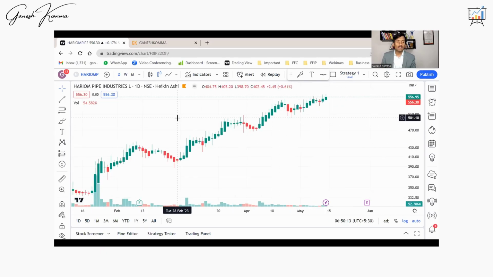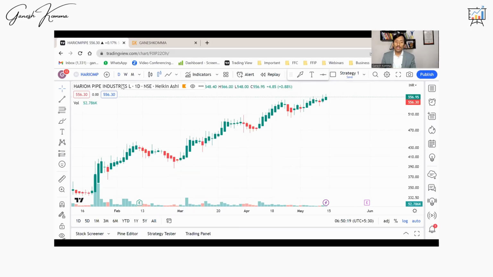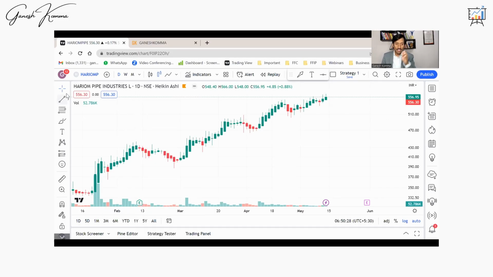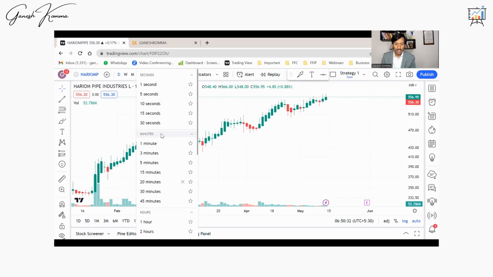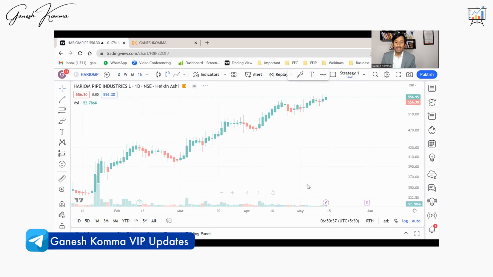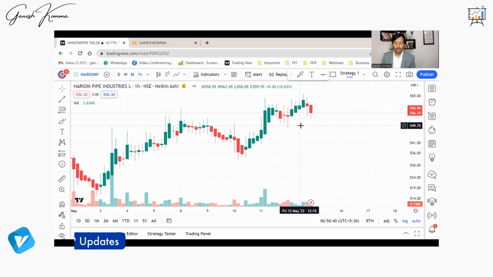And the best part is this Heikin Ashi chart, whatever we have loaded here, you can use it in the daily time frame. Yes, here, these are the time intervals. We'll be learning about intervals, charts, related indicators, and how to use the tools also. And yes, as you go down, you can also apply it in the hourly time frame.